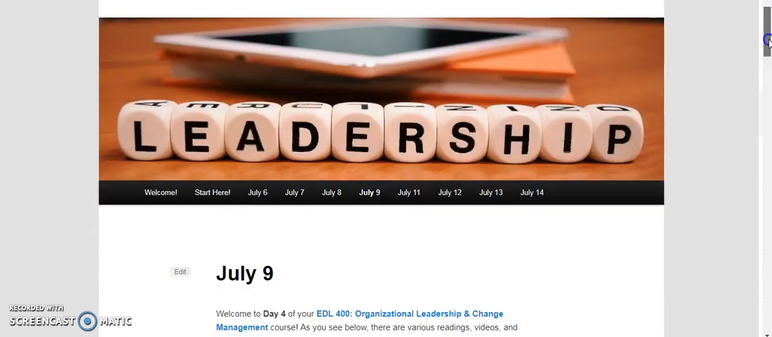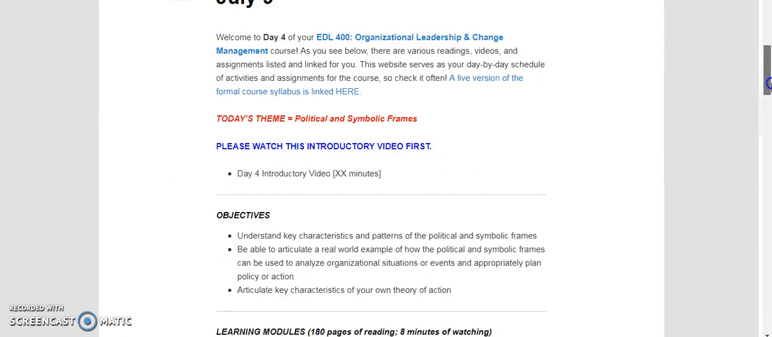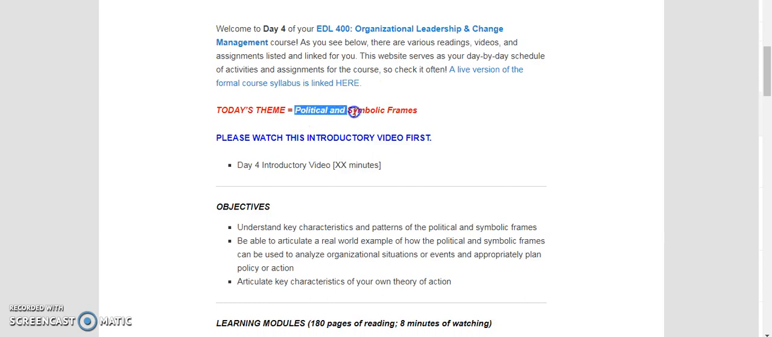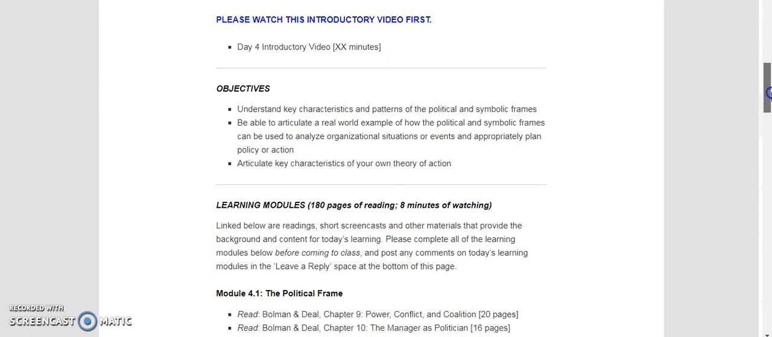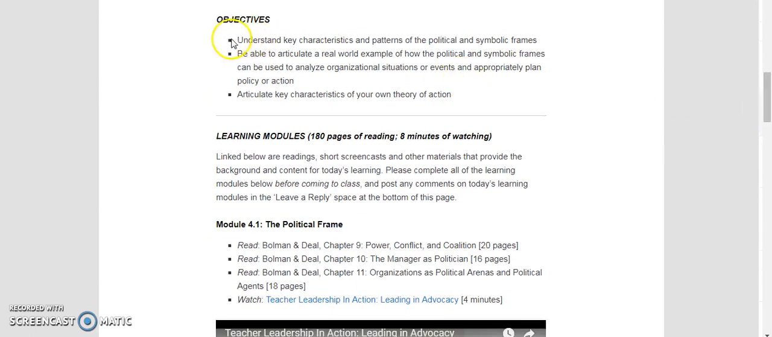We are cruising along with Bolman and Deal's four frames, and we're going to be tackling the political and symbolic frames today. So get ready, it's going to be a wild ride. A couple things we're going to do is understand the key characteristics and patterns of the political and symbolic frames. Again, it's that basic level of Bloom's taxonomy. Just want you to understand and know.